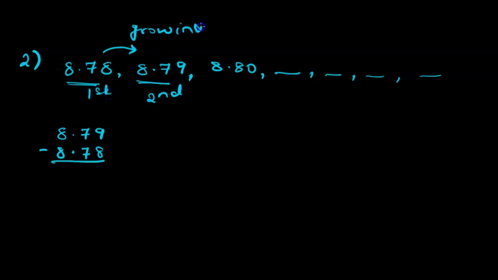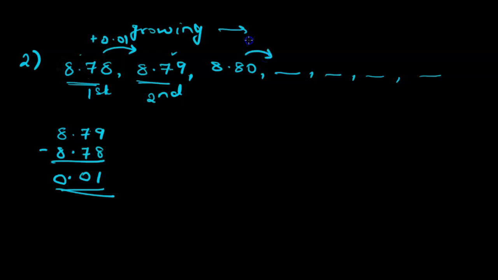And how do we know this is a growing pattern? It is because the second number is 79 and the first number is 78. So when we compare the two numbers, this number is greater than this number. That's why we always do the greater number minus the smaller number. Once we subtract, 9 minus 8 is 1, 7 minus 7 is 0, 8 minus 8 is 0. And we see that the pattern is again 0.01. So we are adding 0.01 each time.